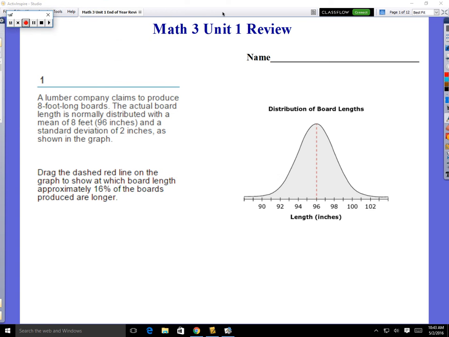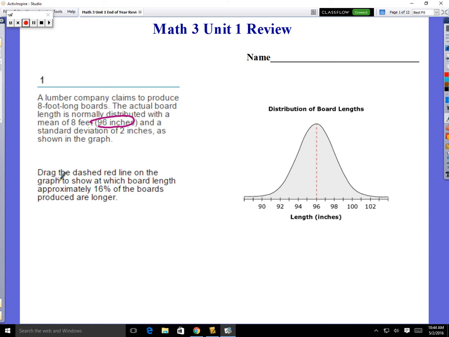Okie dokie. So standard deviation, here we go. This normal curve is representing a lumber company that claims to produce 8-foot long boards. So the actual board length is normally distributed with the mean of 96 inches. So that's the average, and it's going to deviate by 2 inches.